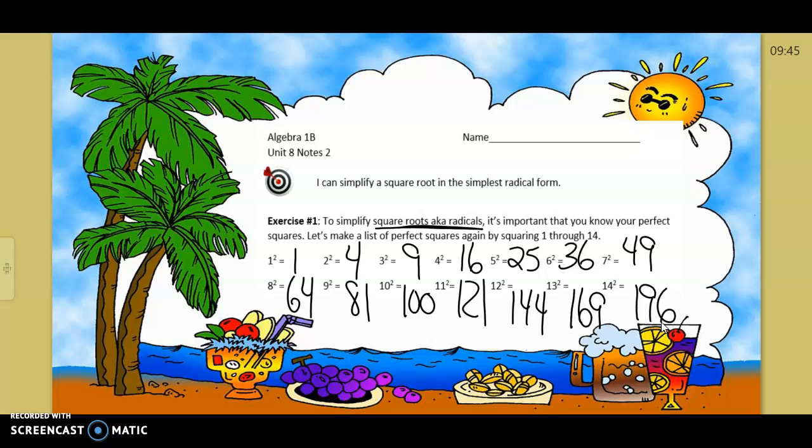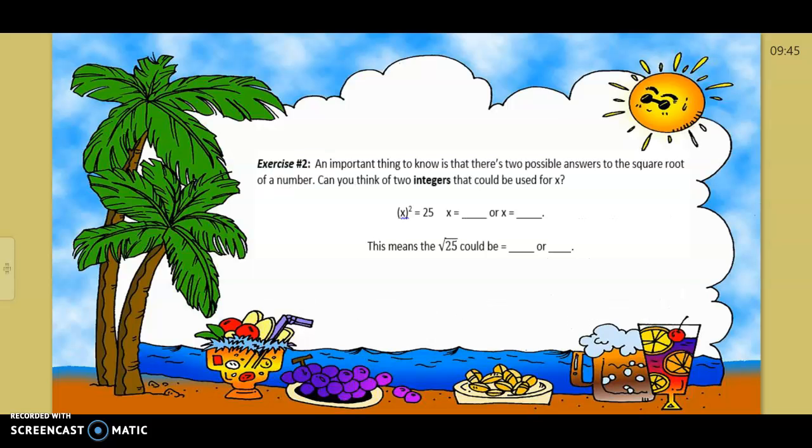you know how to find the perfect square, it's when you square a number. So we'll be looking for those, and that's why they're at the top of your notes today. Those are going to be very important. Also important is a couple of concepts. And one concept is to know that there's 2 possible answers for a square root. So can you think of 2 integers that could be used for x to make this true? If I have x in parentheses and square it, what 2 numbers would be equal to 25?